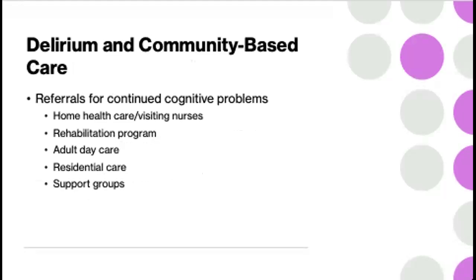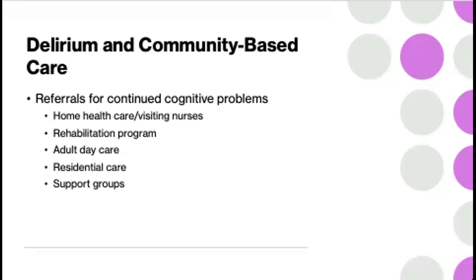Delirium and community-based care. So post-delirium gives some cognitive changes. Even after delirium resolves, some clients may continue to experience cognitive impairments and some confusion. If delirium is accompanied by dementia, a thorough medical evaluation should be conducted to confirm dementia and begin the appropriate treatment.